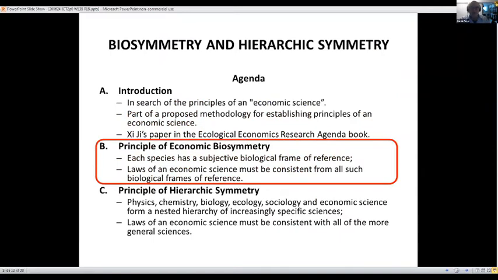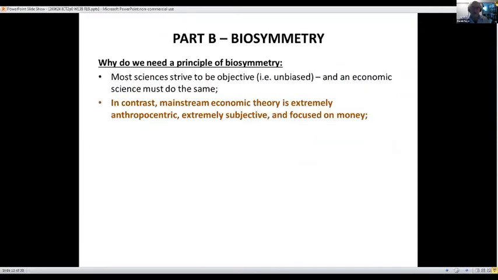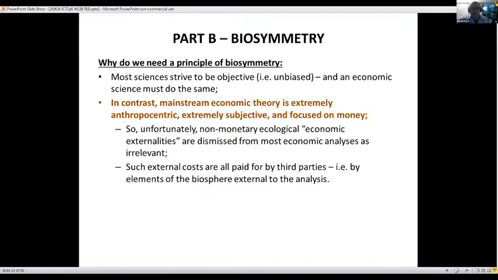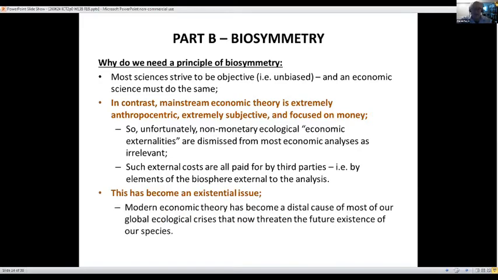Let me talk now about the principle of economic biosymmetry. Why do we need a principle of biosymmetry? Well, most sciences strive to be objective, that is unbiased, and an economic science must do the same. In contrast, mainstream economic theory is extremely anthropocentric, extremely subjective, and focused on money. So unfortunately, non-monetary ecological economic externalities are dismissed from most economic analyses as irrelevant. Such external costs are all paid for by third parties, that is, by elements of the biosphere external to the analysis. This has become an existential issue.